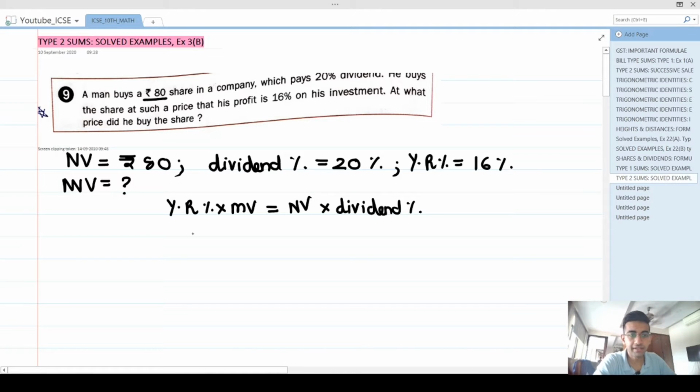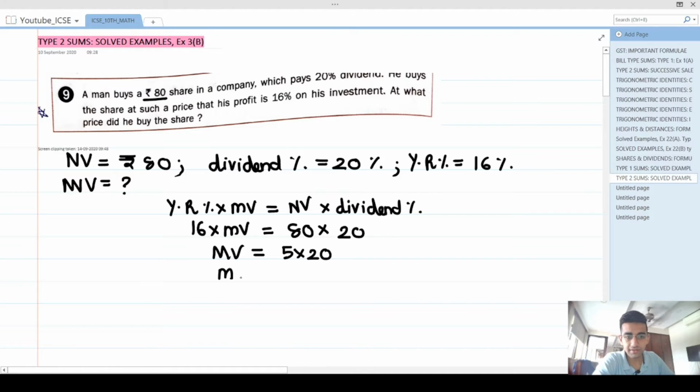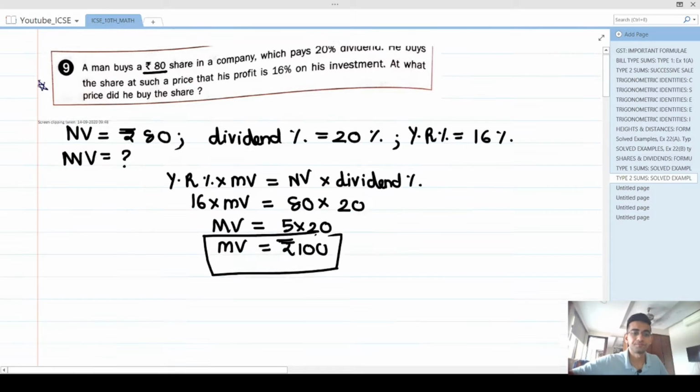So what do we write here? We write 16 into MV is equal to NV is 80 into dividend percent is 20. MV is equal to, very simple, 5 into 20. MV is equal to rupees 100. So he bought the share at rupees 100 and this becomes your answer. Let me box it. Next.